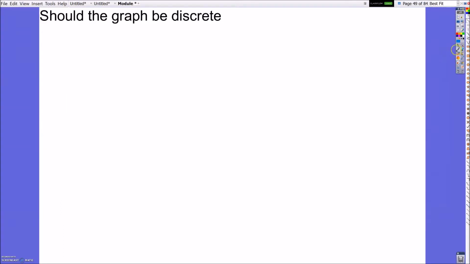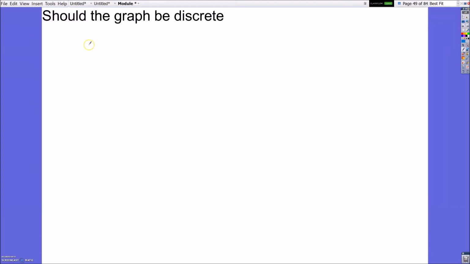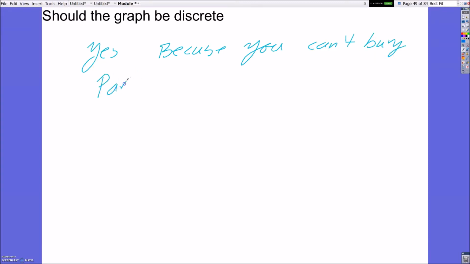So should the graph be discrete? And we would write yes, because you can't buy part of a flat.